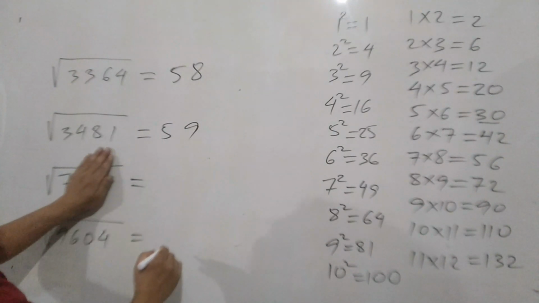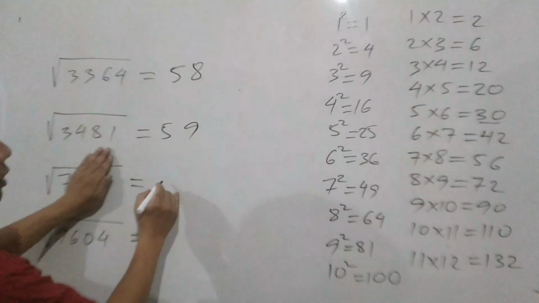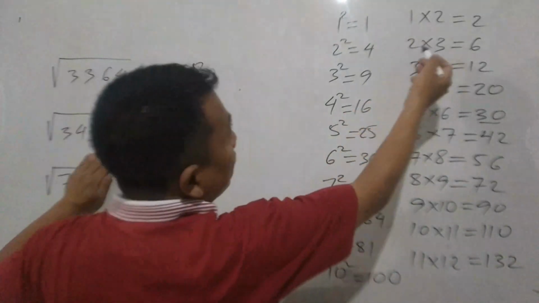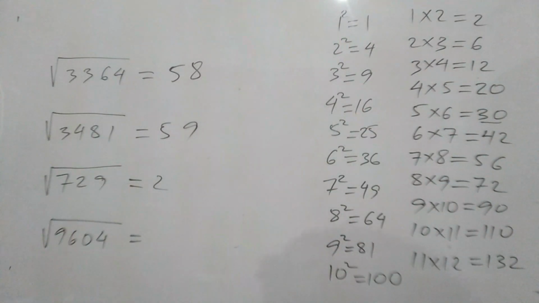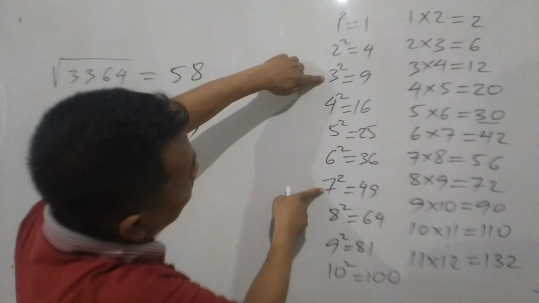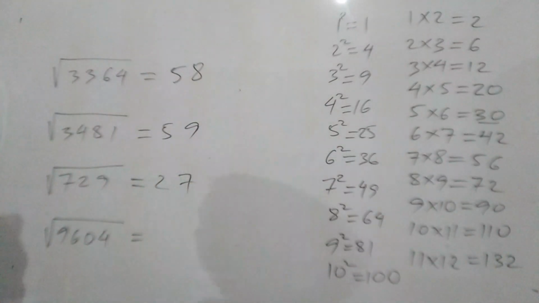This value 7 lies between 2 squared and 3 squared. Select the smaller number, that is 2. Multiply 2 with the next number: 2 times 3 is 6. Compare this number with this 7. This is bigger. Now select the bigger number whose unit digit is 9. That is 3 squared and 7 squared. The bigger number is 7.